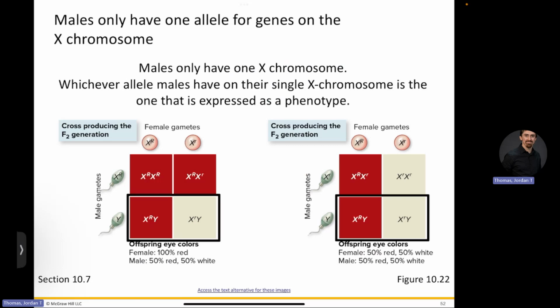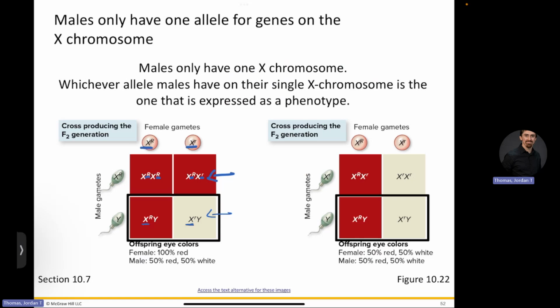Males only have one allele for genes on the X chromosome, because males only have one X chromosome. Whichever allele males have on their single X chromosome is the one that is expressed. If we're looking at these examples, the X chromosome either has a big R or a little r. You can see in the female, we can pass two different X's. So in this first row right here, these females can have two different alleles for R since they have two X chromosomes. But males are XY, so they only get one X, one version of that allele.